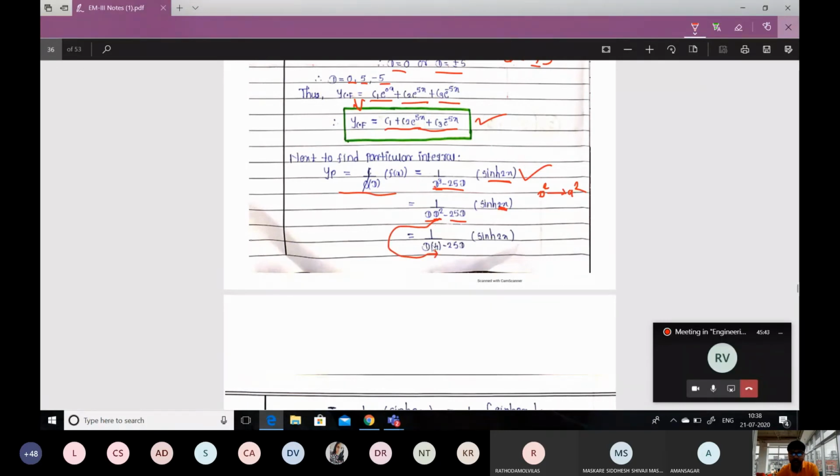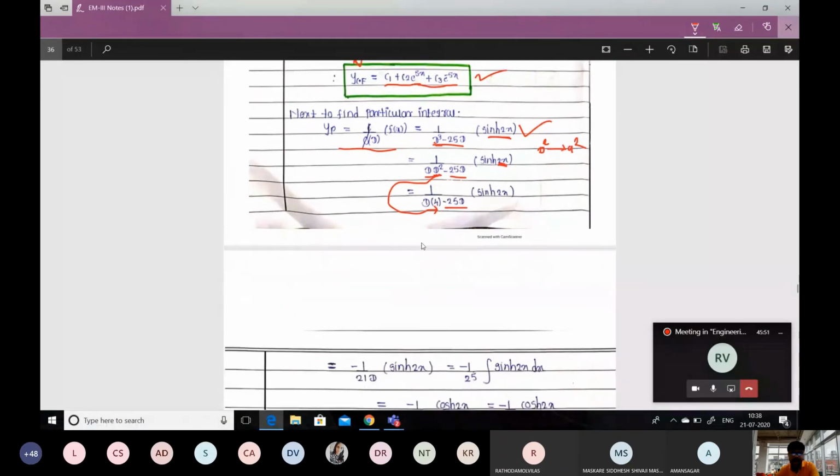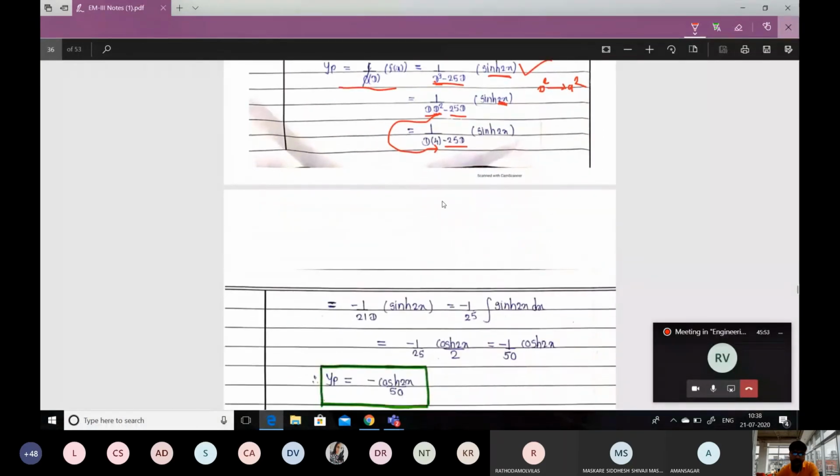So 1 upon D as it is. Instead of D square, we have 4 because a square is 4, and minus 25D as it is. Now just do the calculation. 4 times D minus 25D will give us minus 21D, so minus 1 upon 21D sine hyperbolic 2x. But here you don't have to multiply and divide by the conjugate. If you do that, you will get the answer, but no need, because simply you are getting 1 upon D now, which stands for integration. So it is better to take the integration now.